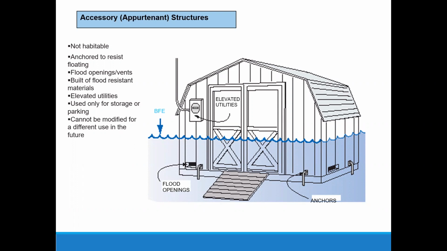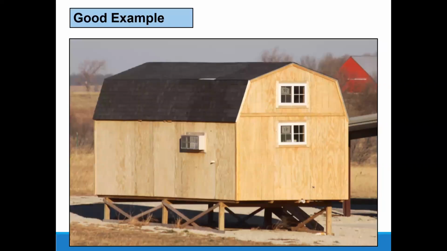And so information, even like a page or a handout like this slide, might be something to give to people, or include in your annual mailer, or put it on social media, or whatever the case may be, just to try to make sure that people are aware of what's required for them to have an accessory structure, and especially if they're going to wet floodproof it. Otherwise, they can elevate it. So here's an example of an elevated accessory structure, and the utilities are elevated up on that wall as well.